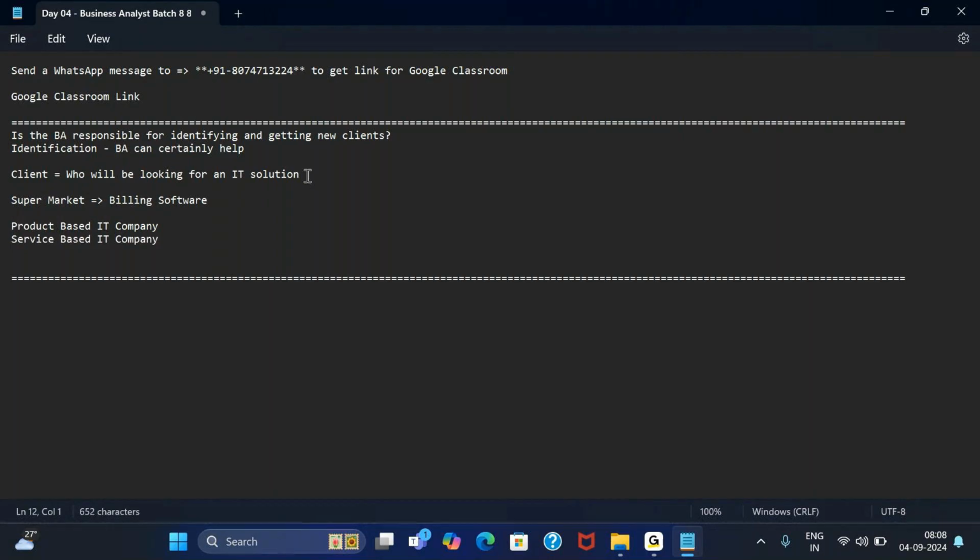Okay, now I said I have two options: a product based IT company, a service based IT company. So what are these two options? First, there are certain IT companies who have already created a software. So you just start using that software.